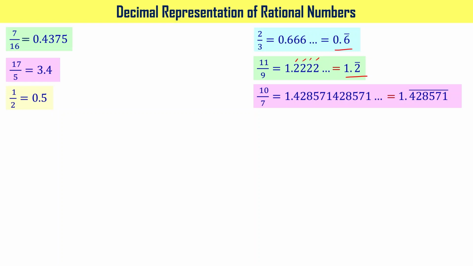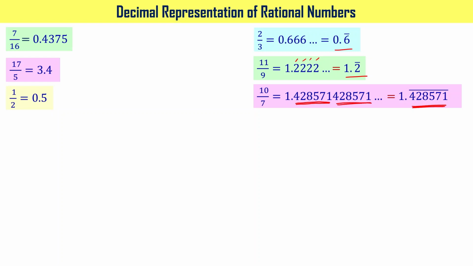Another thing is 10 by 7 can be written as 1.428571 428571. If you keep writing, what you would be getting is 1.428571 428571 428571 428571 and so on. For that reason, we have represented it as 1.428571 with an over bar on 428571, because these 6 digits are repeating, right? Once you have 428571, again you got 428571, right?